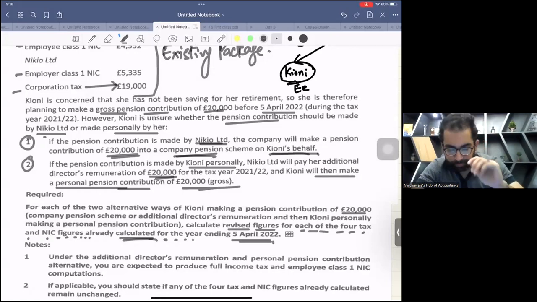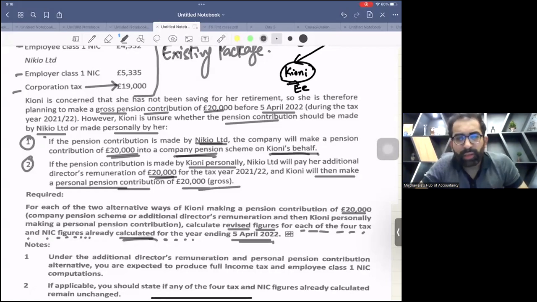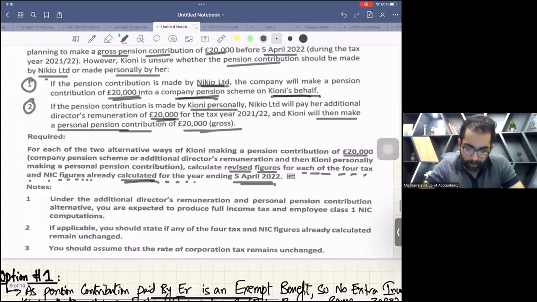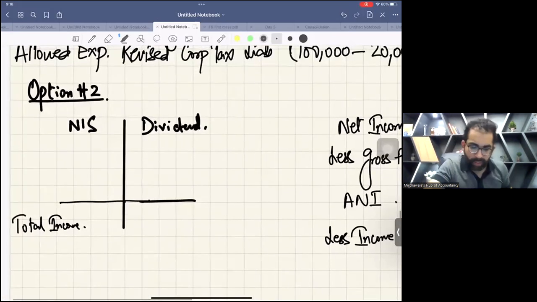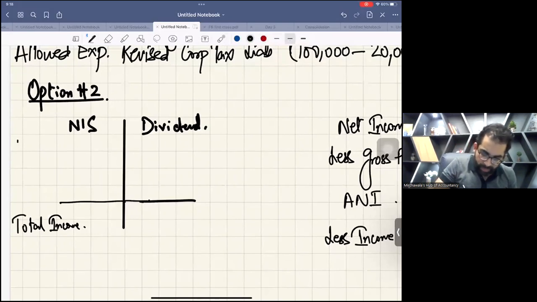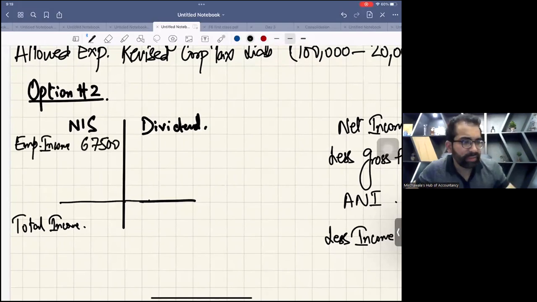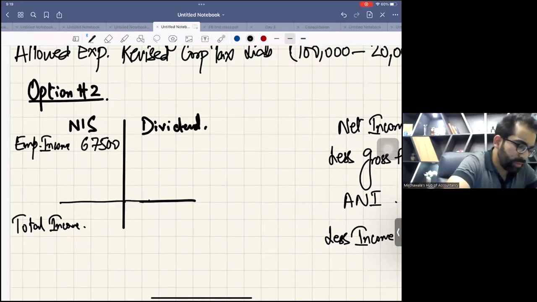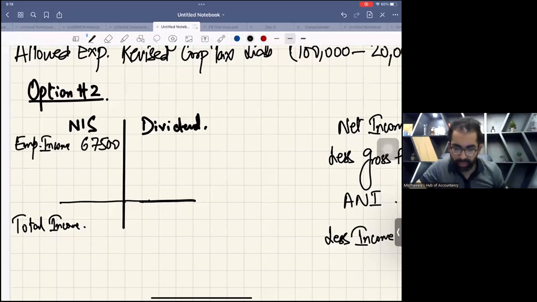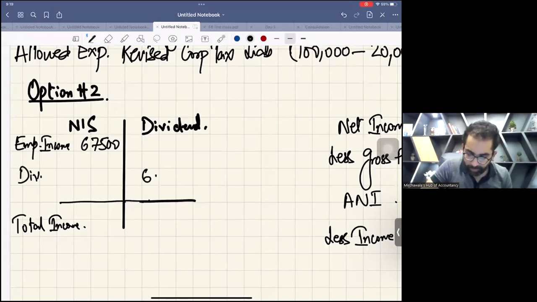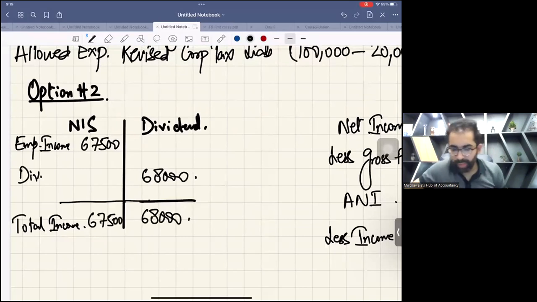Good boys. Okay, now let's do this package. But first of all, I'll start with the individual Kioni. For Kioni, what's the working? The revised employment income will be 67,500. And what were the dividends? Can anybody tell me the dividends? The dividend is 68,000. Okay, let's add. This will be 67,500 and this is 68,000. Now you will have some more tax calculation.